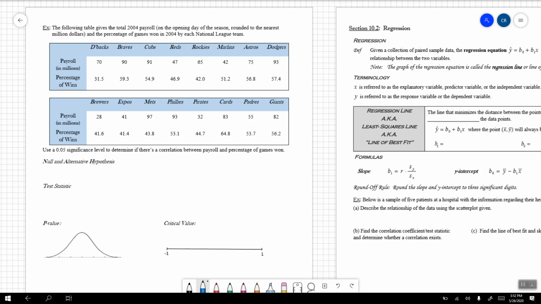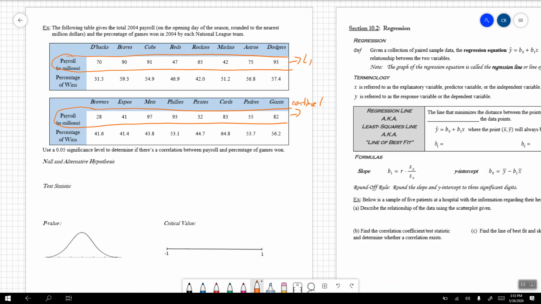Notice we have two different tables, but those two different tables only show two different lists. So here we're going to have list 1, and then this here is a continued list 1. And we're going to have 3, 6, 7, 8. So we have 8 values on list 1, and then another 8 more, so a total of 16 items on list 1.